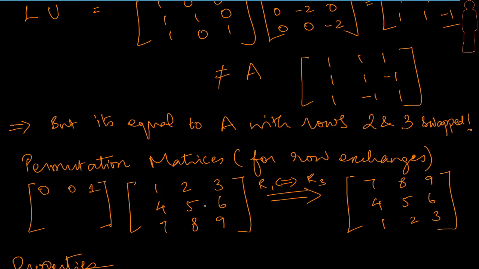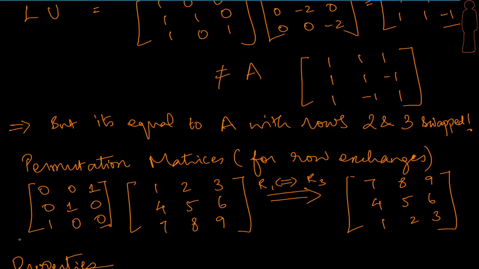So 0 times this plus 1 times it, we get this. No change in row 2, so this means that this is going to be 0 1 0. And the last row, we want the first row here, which means that this should become 1 0 0, right? So here is an example of a permutation matrix.